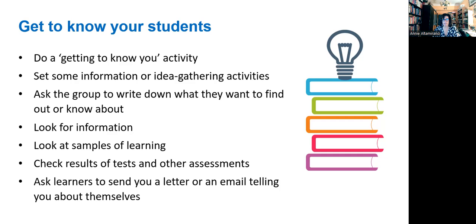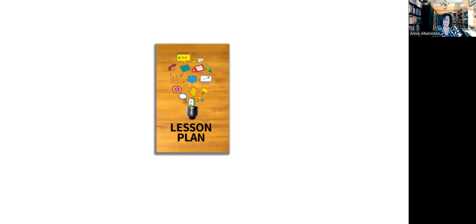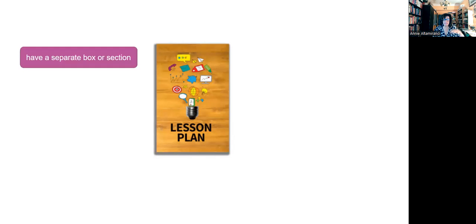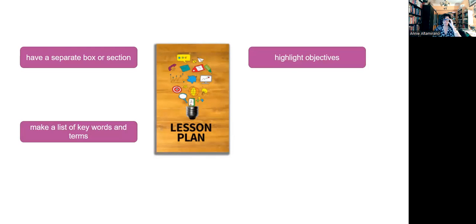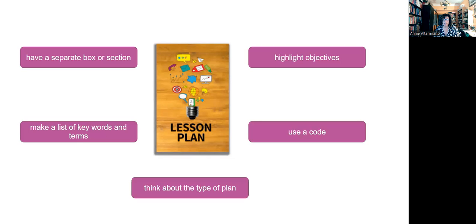Now, the way you plan will vary according to the needs of your class and the format that your school asks you to use, of course. But you can always have a separate box or a section marked differentiation in your lesson plan, where you identify the specifics of the differentiation you will do. You can also highlight objectives that you wish certain students to achieve during the class. You can make a list of keywords and key terms that you want everyone to understand, highlight a few more complex ones that will challenge the class, for example. Use a code to identify learners with specific needs and write notes about the strategies that you will use with them. And think about the type of planning that will work best for you.